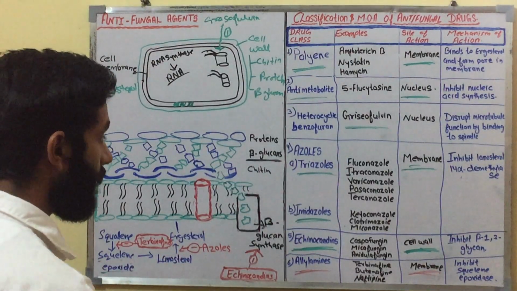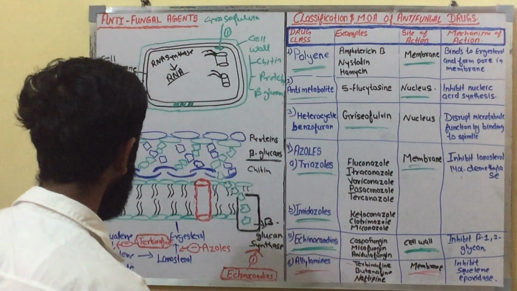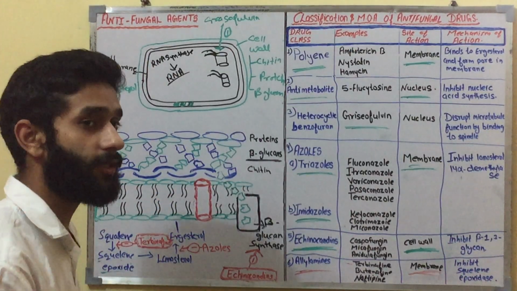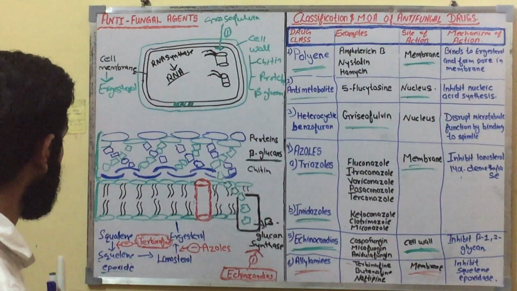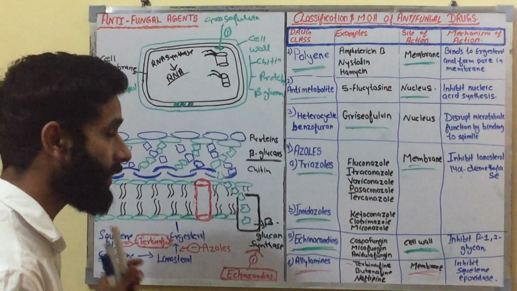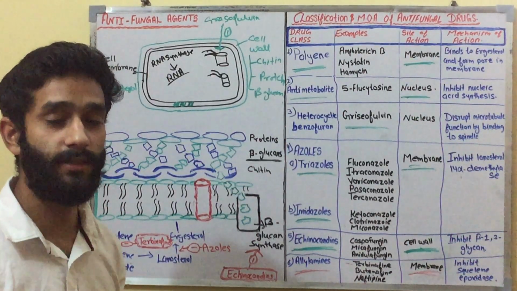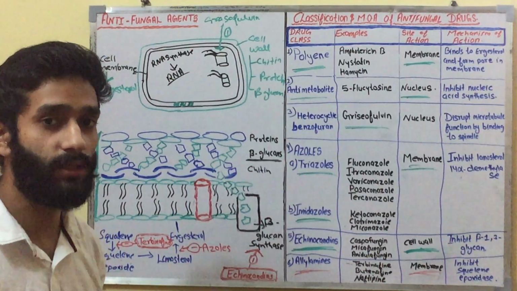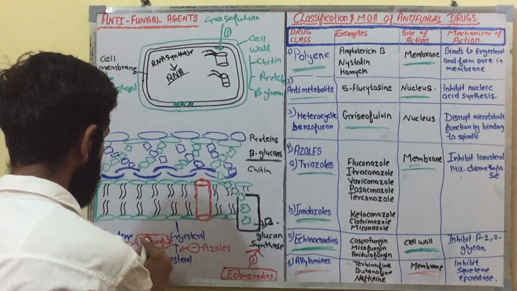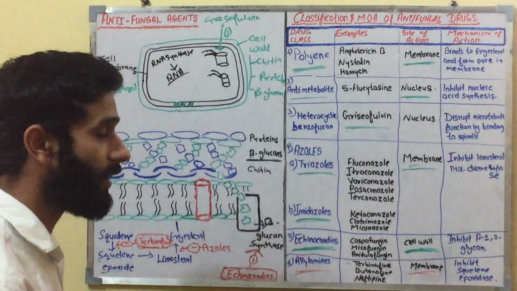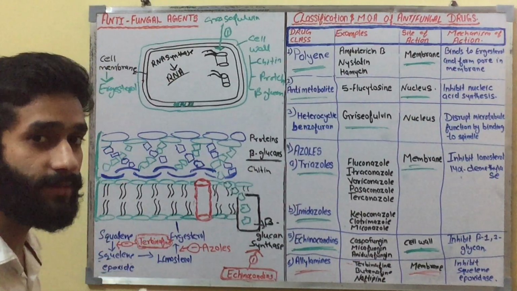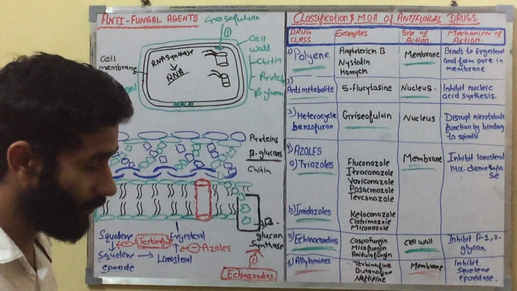So these drugs, for example terbinafine, inhibit the conversion of squalene into squalene epoxide. There is an enzyme which helps convert squalene into squalene epoxide. The name of that enzyme is squalene epoxidase. So terbinafine inhibits that enzyme and stops the conversion of squalene into squalene epoxide.